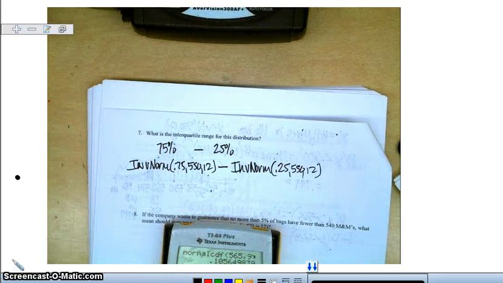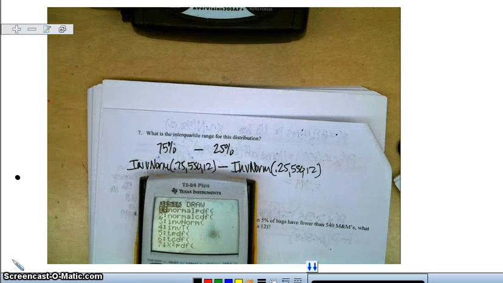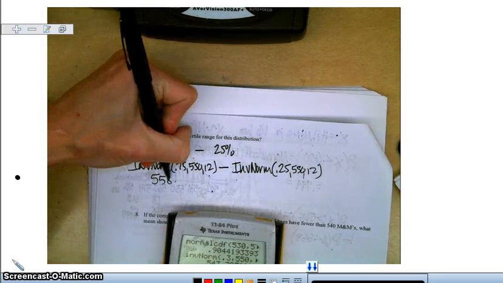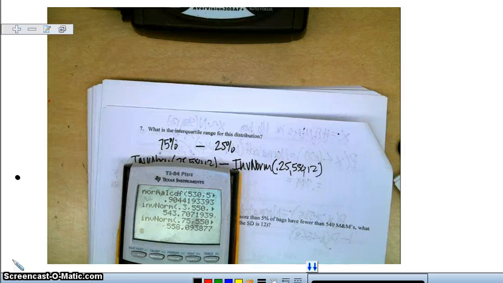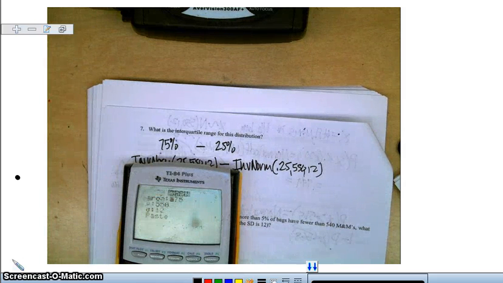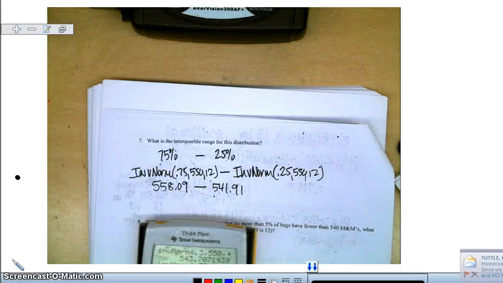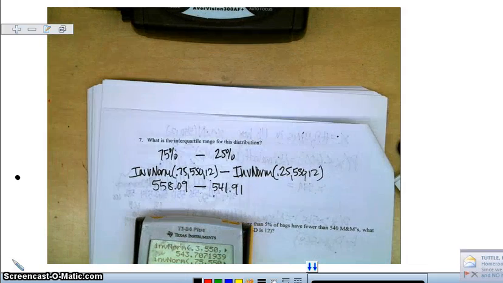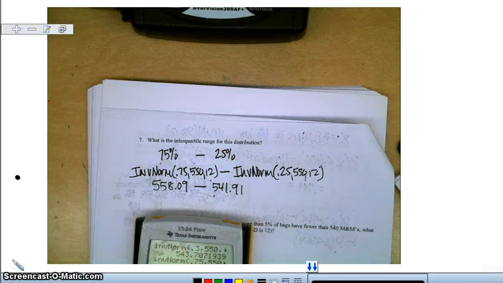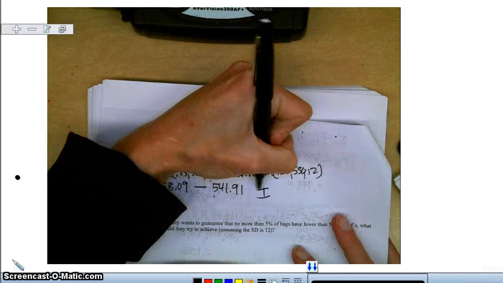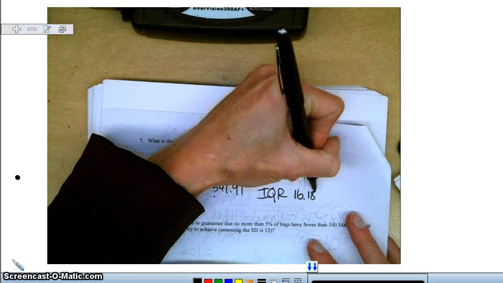So second distribution, inverse norm, 0.75, 550, okay. That gives me 558.09. Minus. Now I'm going to do second distribution, inverse norm, now with 0.25. And that gives me 541.91. So now I just subtract those. And I get that the IQR is 16.18 M&Ms.